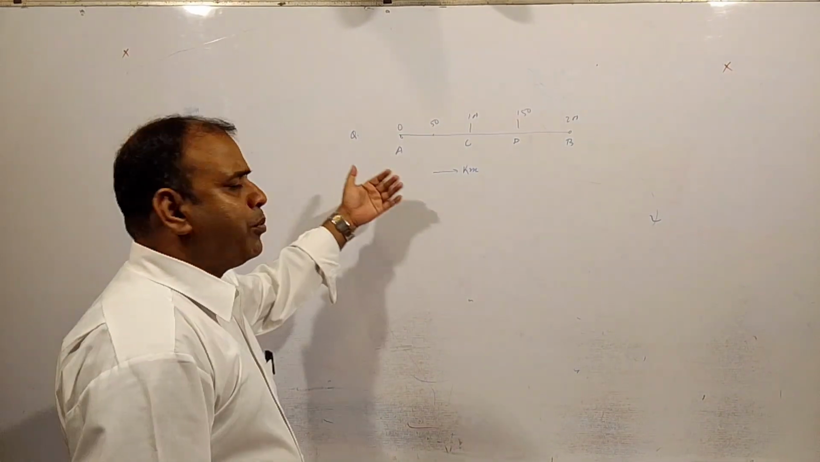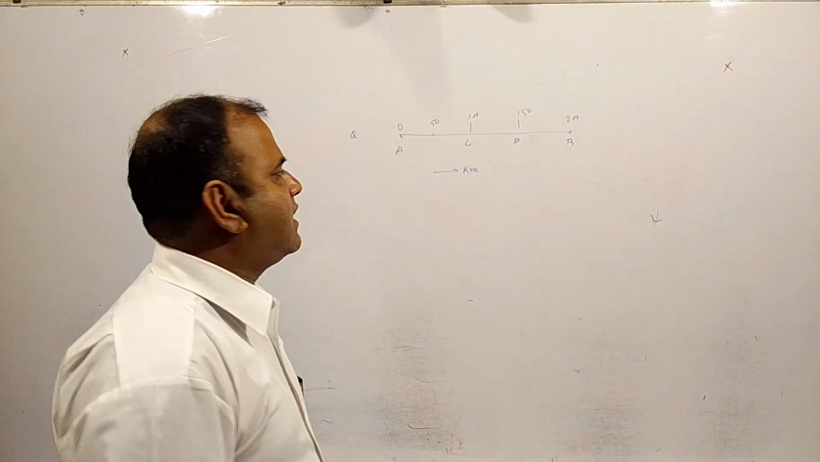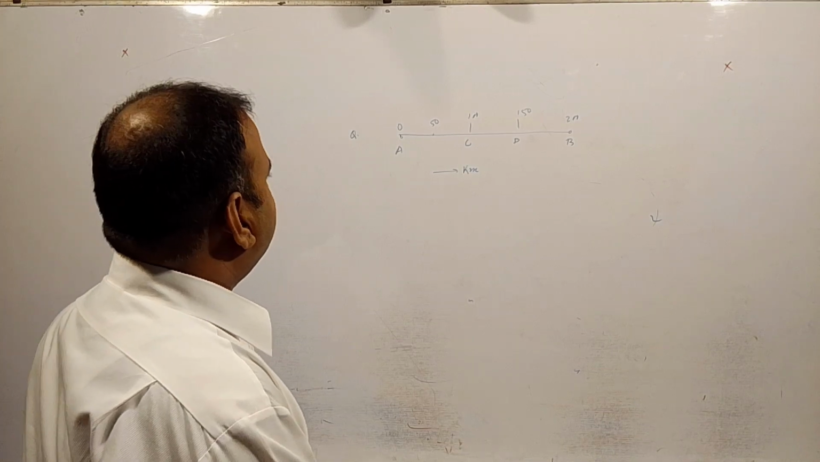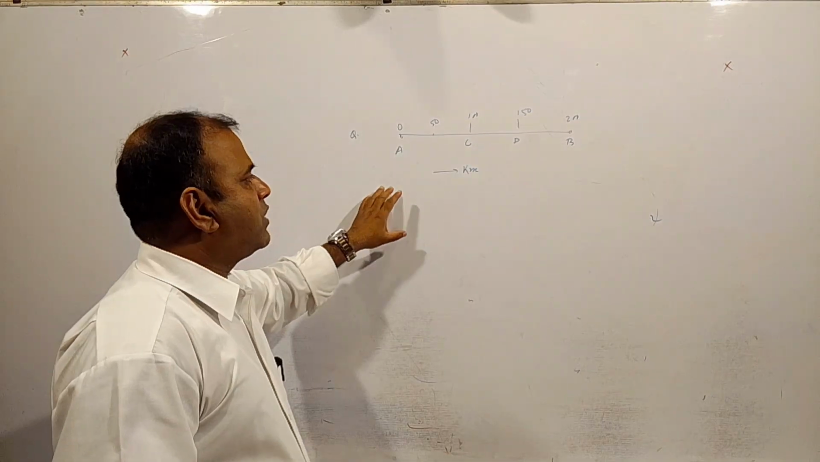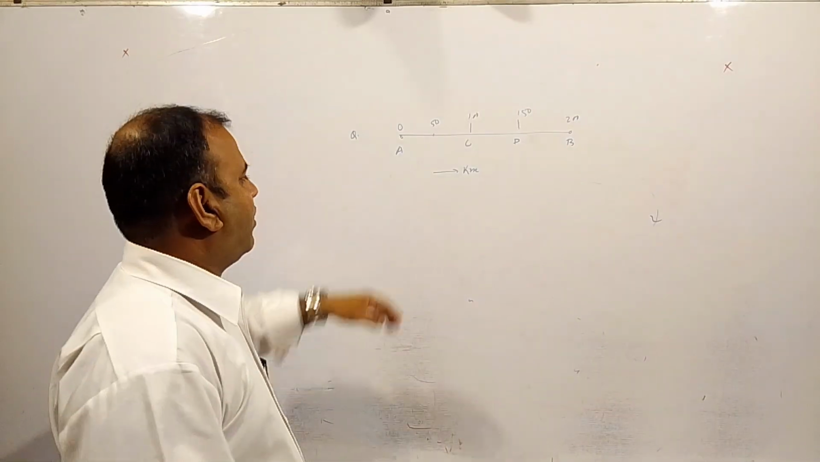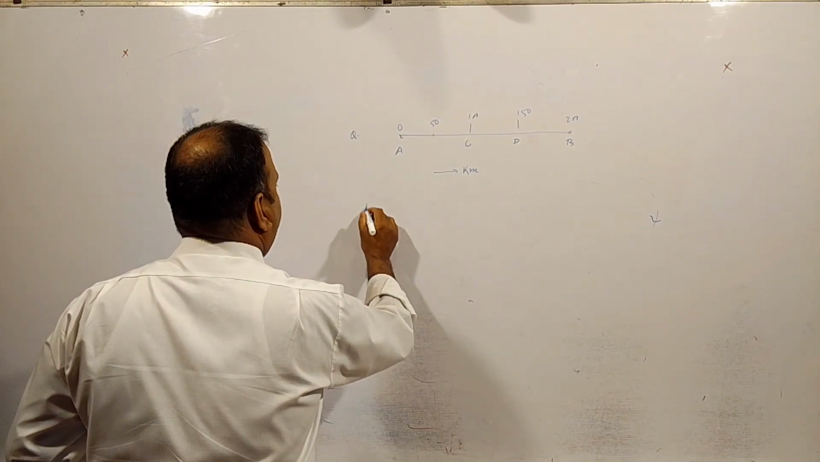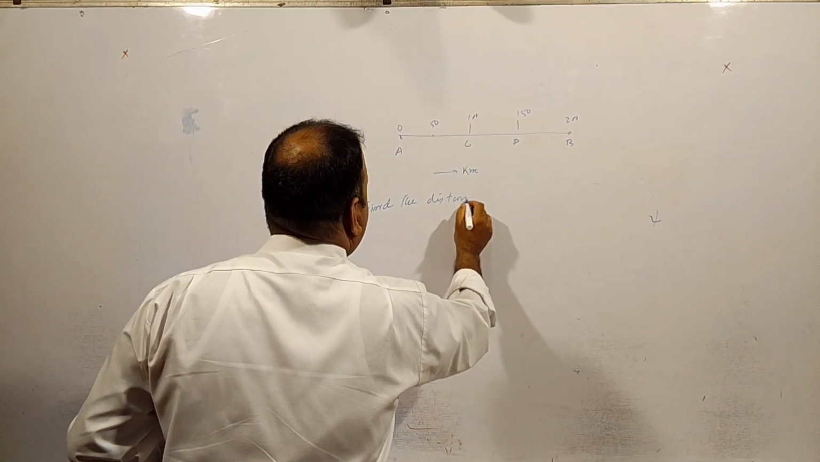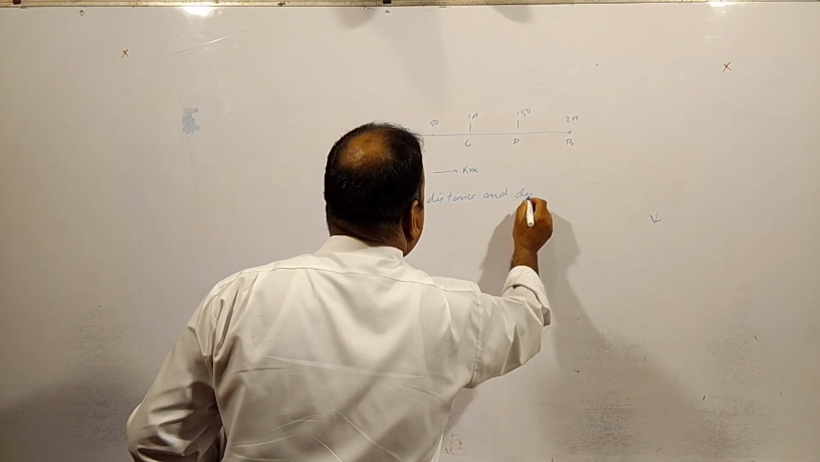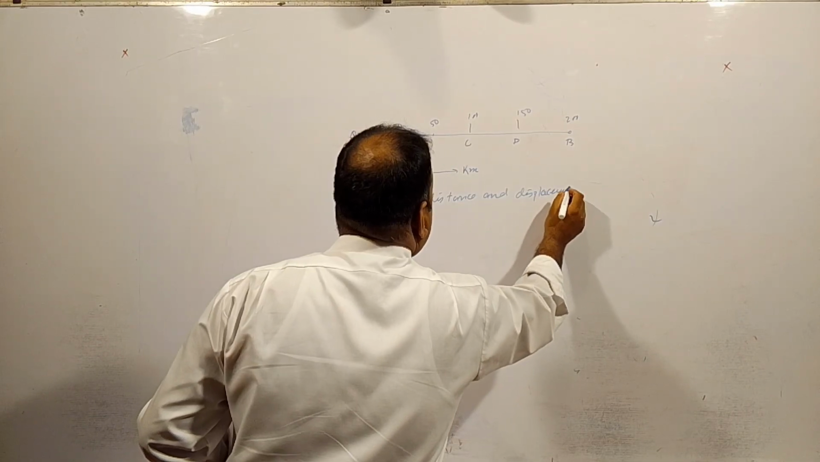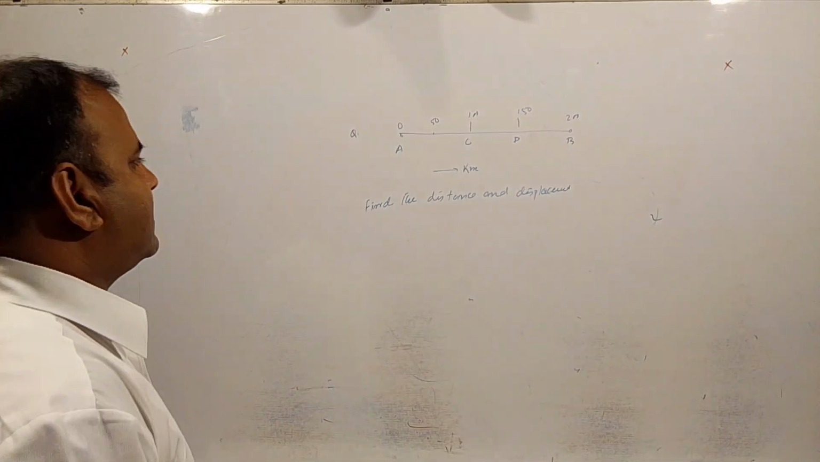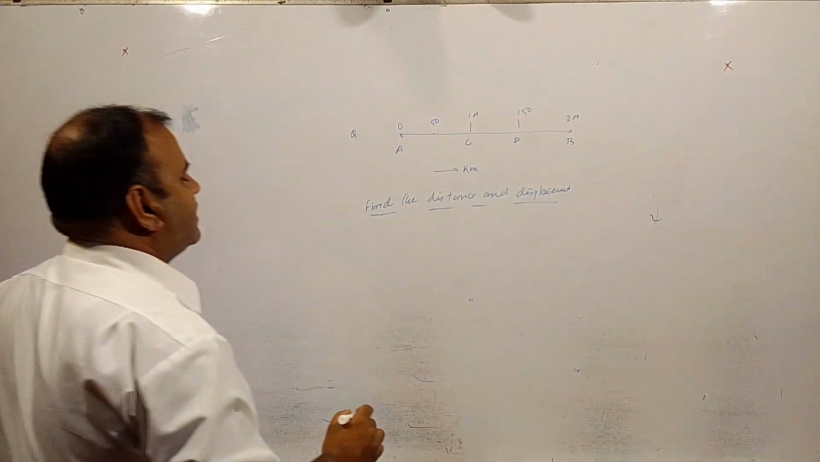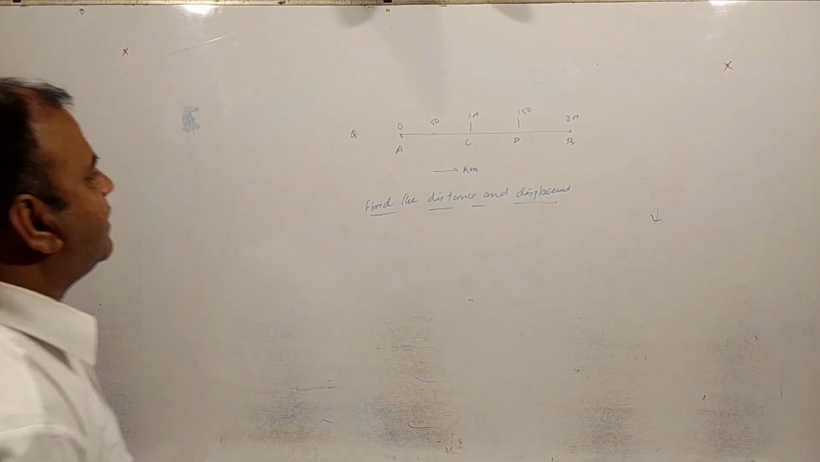Now see, the motion of a car is represented by a straight line. That means the car is moving in a straight line, in kilometers, like this. So from the given diagram, we have to find the distance and displacement. So how can we find the distance and displacement?